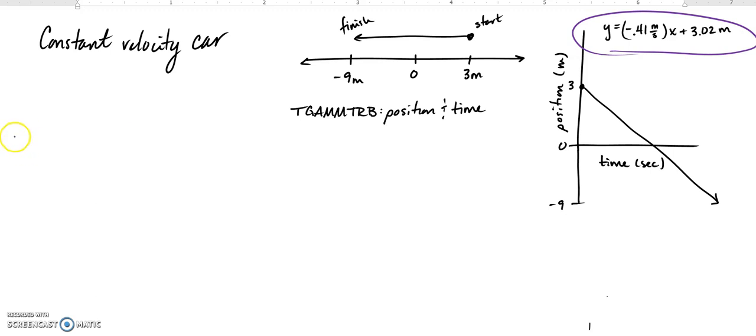So really what I have is position equals -0.41 meters per second times time plus 3.02 meters. So that's the actual equation. That's my mathematical model. All right, so here's my graphical model, and here's my mathematical model.